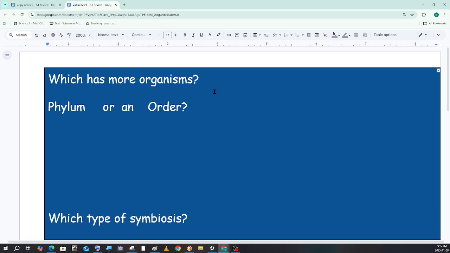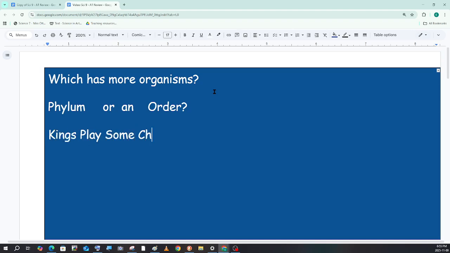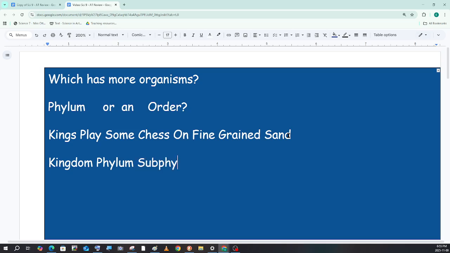All right, and if you're confused as to how to go about this, remember, kings play some chess on fine-grained sand. All right, remember this phrase reminds us of the different levels of taxonomy, which are kingdom, phylum, subphylum, class, order, family, genus, and species.